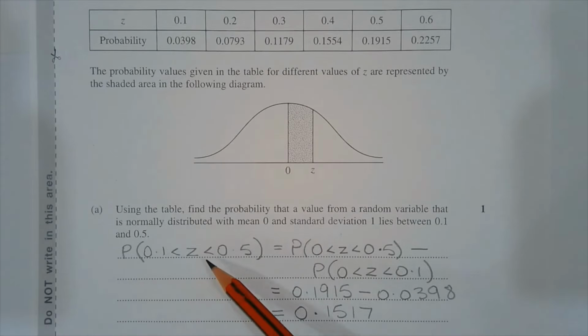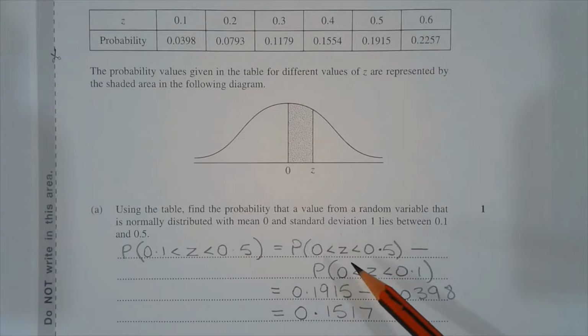The probability that z lies between 0.1 and 0.5 is equal to the probability that z lies between 0 and 0.5 minus the probability that z lies between 0 and 0.1. And from the table, the probability that z lies between 0 and 0.5 is 0.1915, and the probability that z lies between 0 and 0.1 is 0.0398. And the difference between the two is 0.1517.